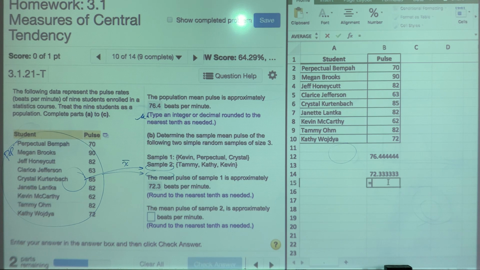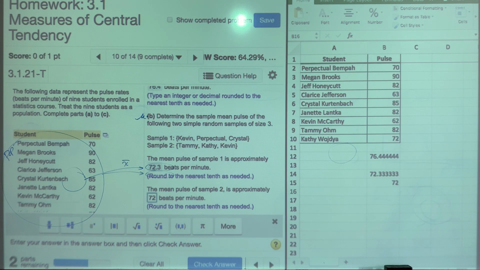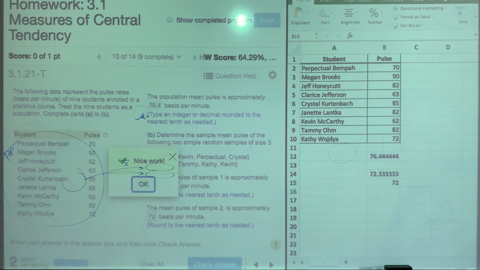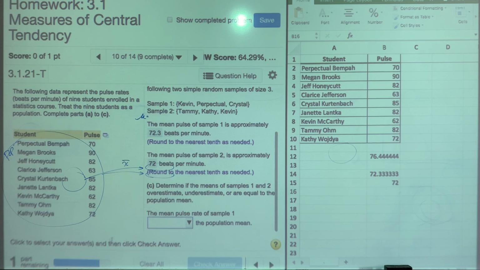So the other sample is an average of, here we go, Tammy, select her, hold down, if you're on a Mac, the command key, if you're on a Windows-based computer, the control key, then it is Kathy, where's Kathy? There's Kathy, right under her, continue holding down the control or command key, and then Kevin, all three of these guys right here. There it is, and that's 72. All right, any questions about that at all? Great, let's keep on going.